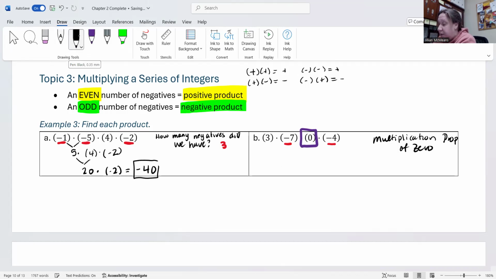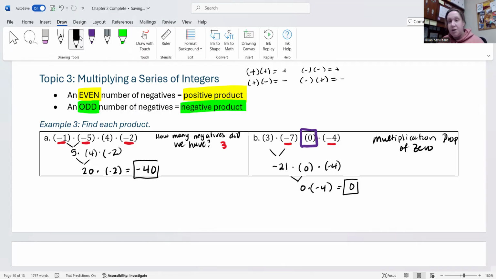So if we were to go piece by piece, we have 3 times -7. So we've got one positive, one negative. That's -21. So then we want to bring down the other factors. So we've got times 0 times -4. Well, -21 times 0, we already know that if you multiply anything by 0, you're going to get a 0 product. So this just becomes 0. And then I get 0 times -4. Well, 0 times -4, again, if you're multiplying and one of your factors is 0, the whole thing is 0. So either way you slice it, you get a product of 0 there.